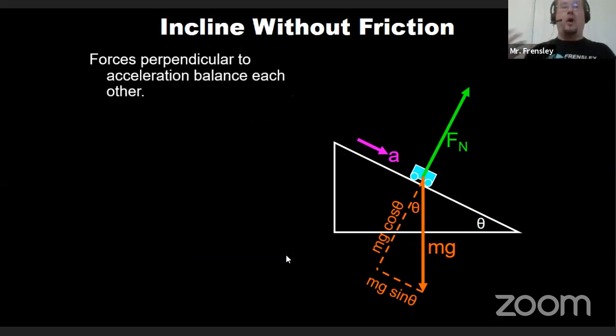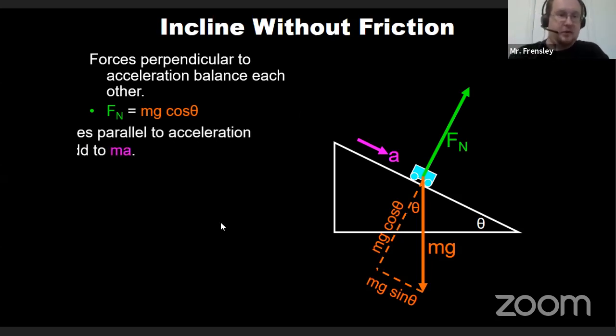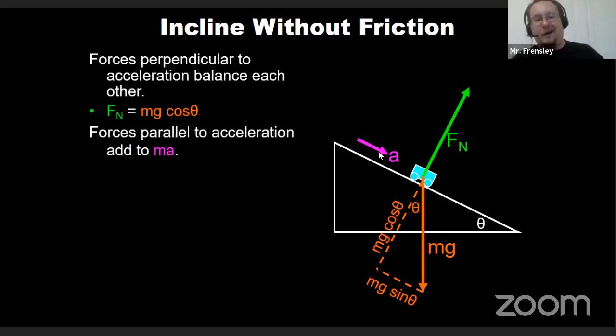So then, what if I was to write a balanced forces equation? Well, the balanced force equation would say that normal is equal to mg cosine theta. So there you go. Normal is just mg cosine theta. Okay, that's just an equation, no problem. But the force parallel to acceleration adds to ma. There's only one force parallel to acceleration. It's this mg sine theta, which is helping acceleration.